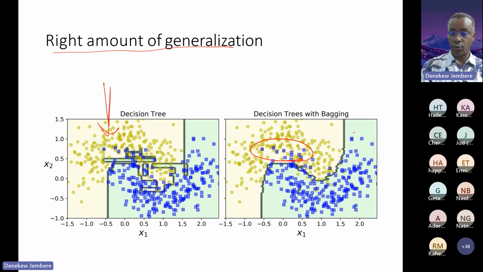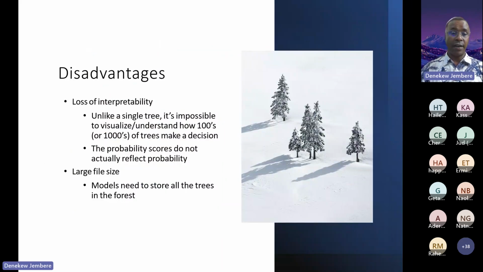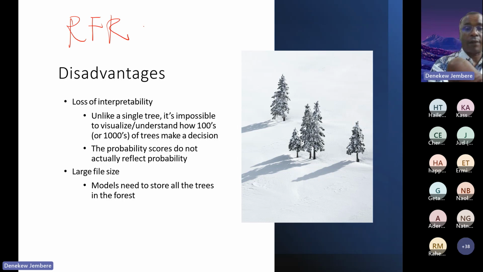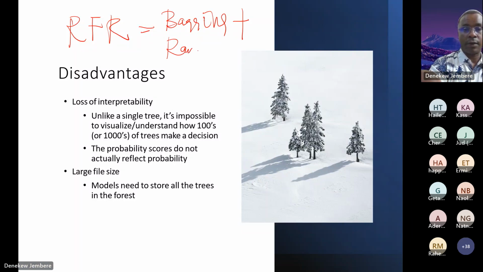And the disadvantage of this multi-class based random forest classifier or random forest regressor, RFR. Remember, we said this is bagging plus random features, right? And these could result in multiple models.